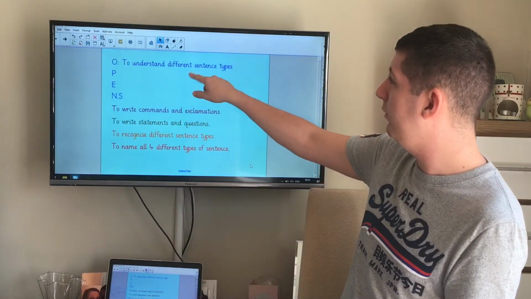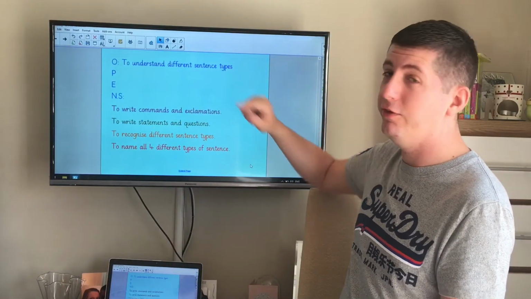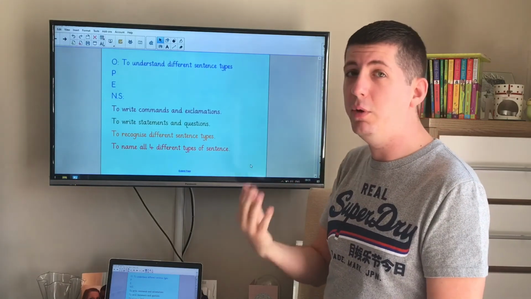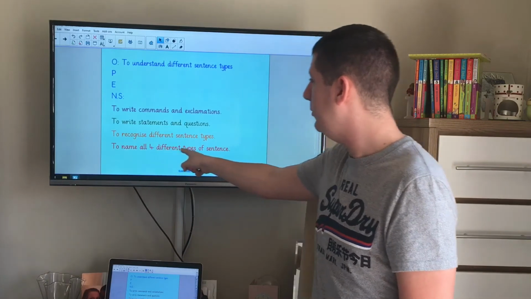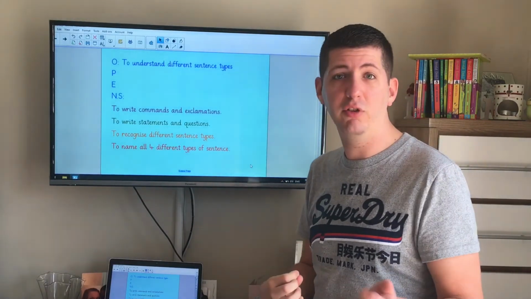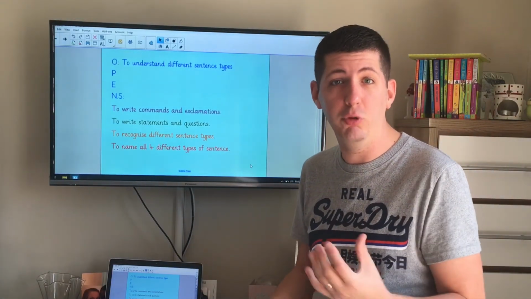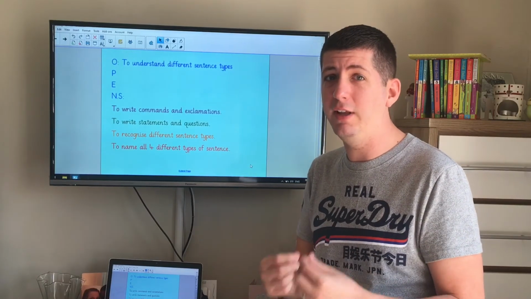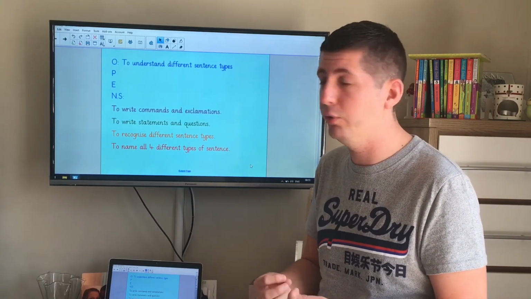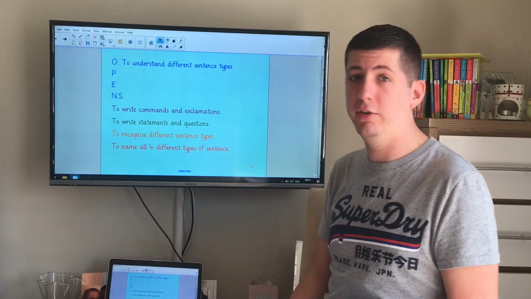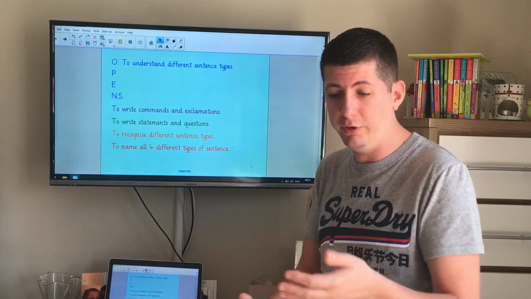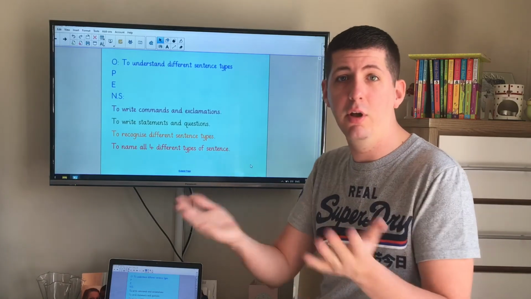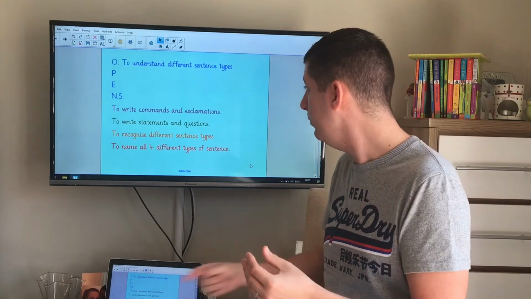So remember, our objective today was to understand different sentence types, and hopefully you were successful today, but have a think about what you can do to move your learning on. Are you able to name all the 4 different types of sentence? If I asked you next week, what are those 4 types of sentence, would you be able to do it? If not, that's something that you have to make sure you work on because you need to know those 4 types. Can you recognise those different sentence types? If I showed you a sentence, would you be able to work out, is it a question, a command, an exclamation, a statement? If not, again, that's something you need to work on.